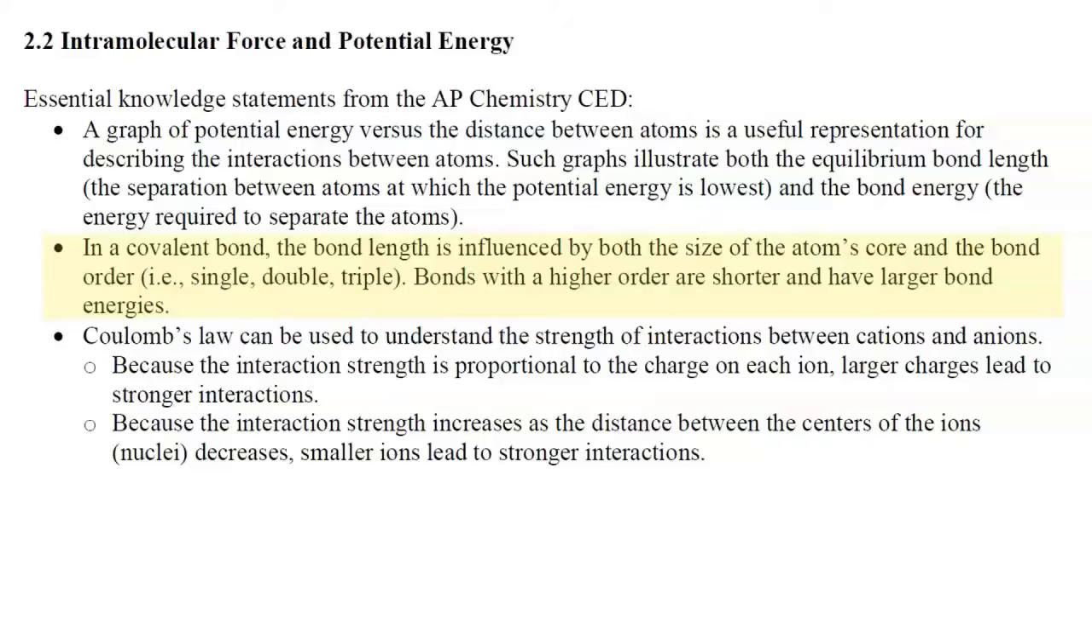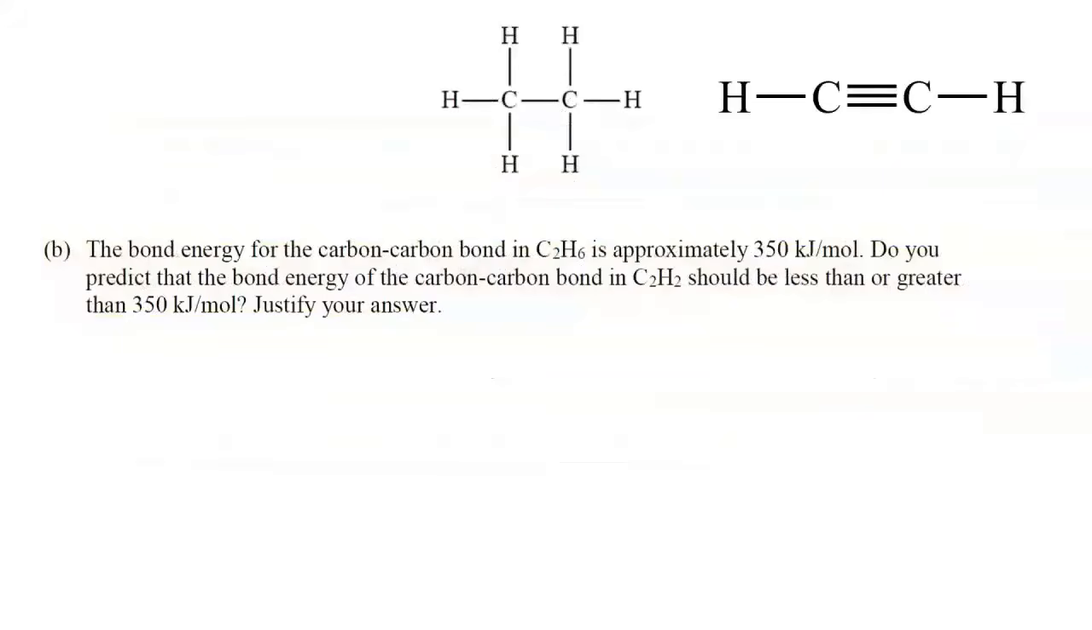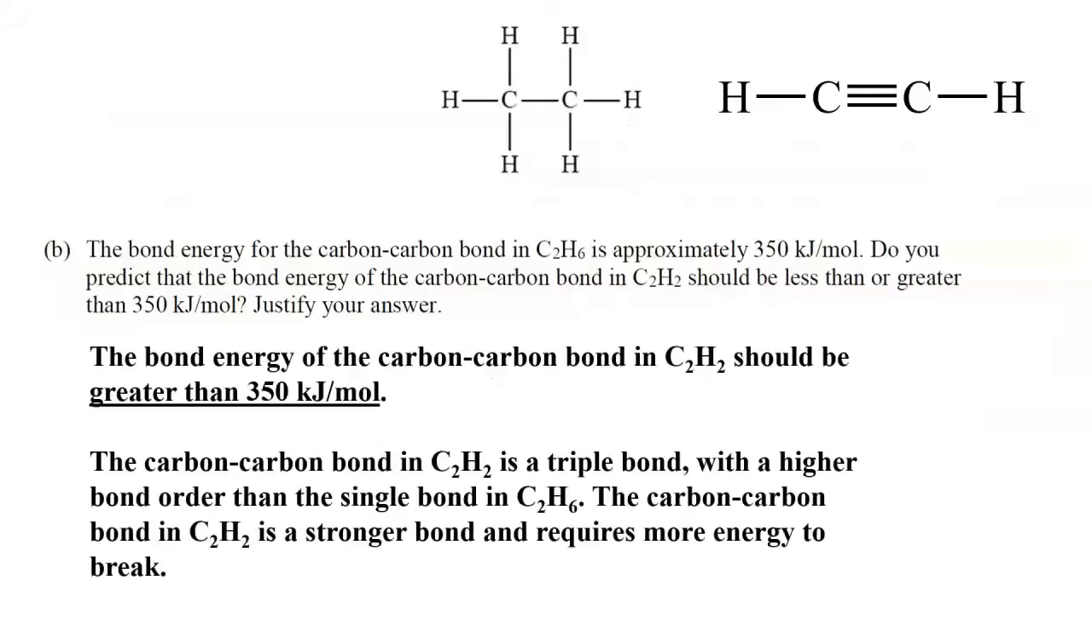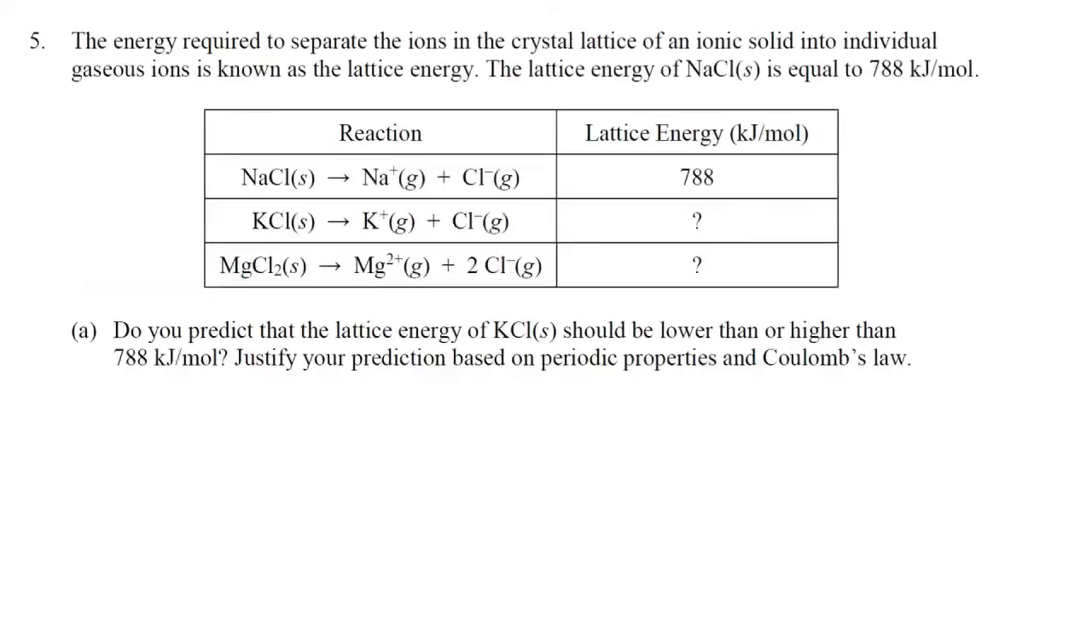So when I was teaching about topic 2.2, it says that in a covalent bond, the bond length is influenced by both the size of the atom's core and the bond order, single, double, triple. Bonds with a higher order are shorter and have larger bond energies, so it should take more energy to break a triple bond than it does to break a single bond. So the prediction is that the bond energy of the carbon-carbon bond in C2H2 should be greater than 350 kilojoules per mole. Again, a triple bond has a higher bond order, so that is a stronger bond and requires more energy to break.